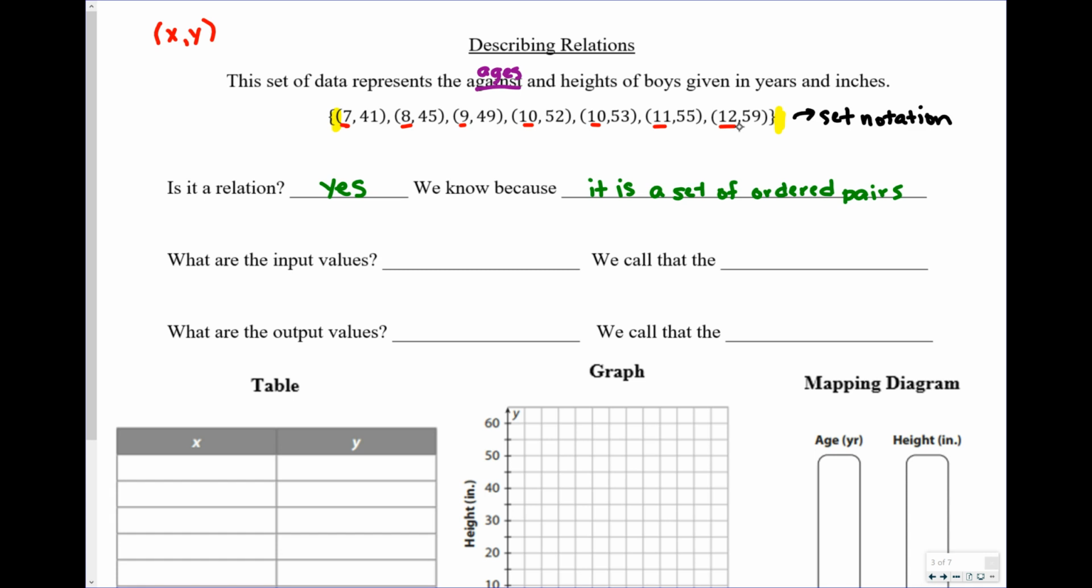Okay? Now, we call input values the domain, and I'm putting this answer first because I'm going to show you something really important. All those x values are called the domain. Okay, input and domain mean the same thing. But when I ask you to write the domain or to tell me what the input values are, we're going to use set notation for that because it's a set of values.